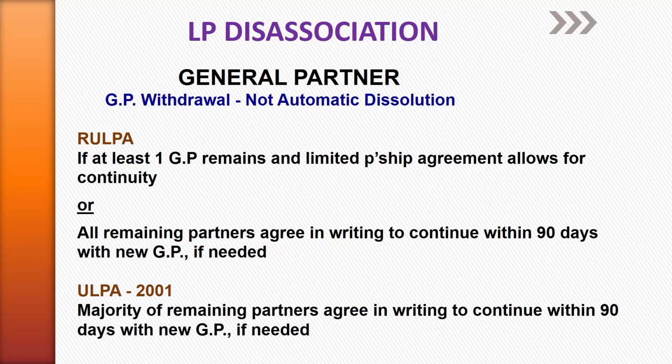The general partner, right, if they withdraw, it's not an automatic dissolution because, first of all, there might be other general partners that can still run the business. And so the limited partnership agreement may allow this to continue, or all the remaining partners will agree in writing within 90 days that we want this to continue, and if we've got no general partner, we'll put in a new general partner to replace the one that's left. And under UPA 2001, it's a majority. Now remember, it's all of the remaining partners here under UPA. It's a majority of the remaining partners if they want to continue. So it's a little bit of a distinction there. One's kind of an all or nothing. The other is, well, if you get a majority of people to agree, it will continue on.